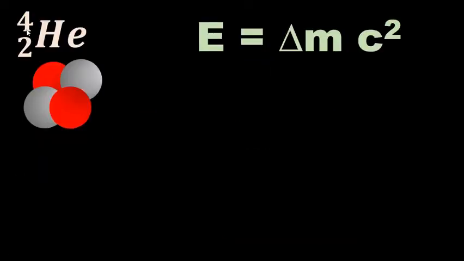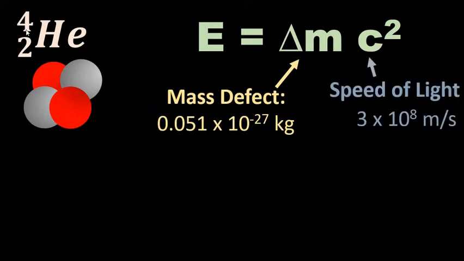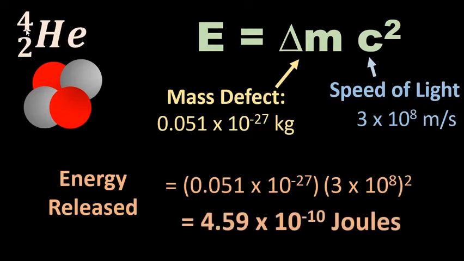Let's consider the helium-4 we were talking about earlier. To form helium-4, how much energy is released? We calculated before that the mass defect was 0.051 times 10 to the negative 27th kilograms. Plugging in our value for the speed of light, we can calculate that the energy released by one helium-4 formation is 4.59 times 10 to the negative 10th joules.